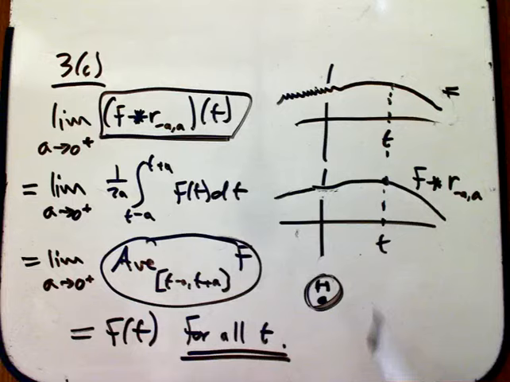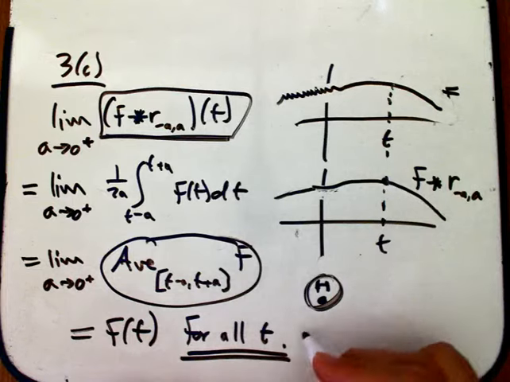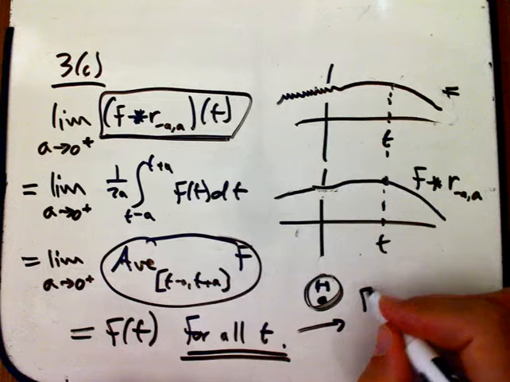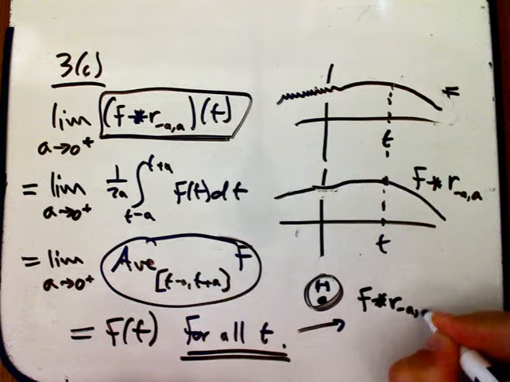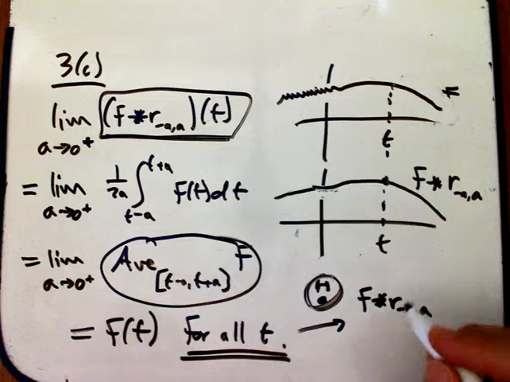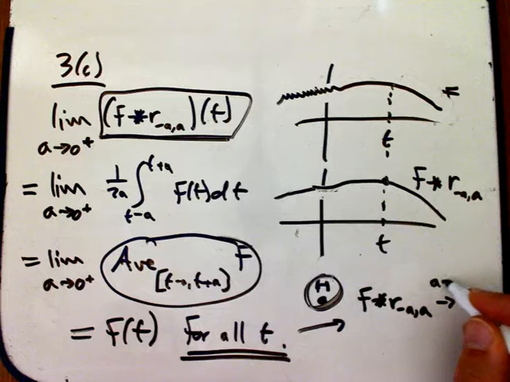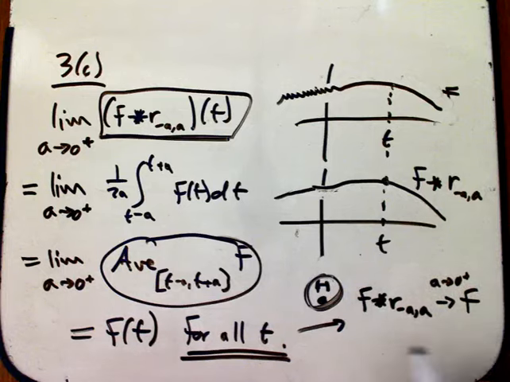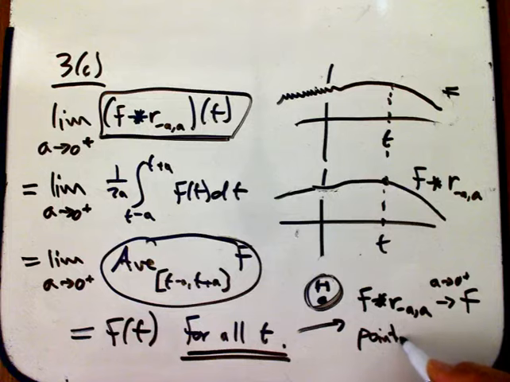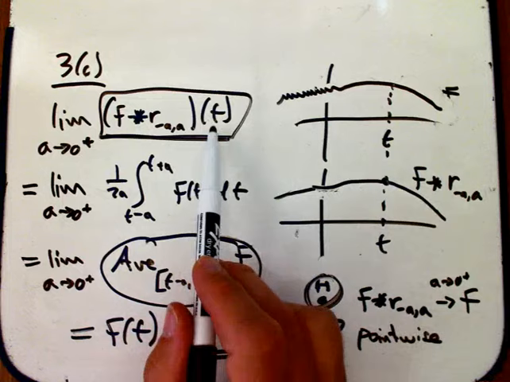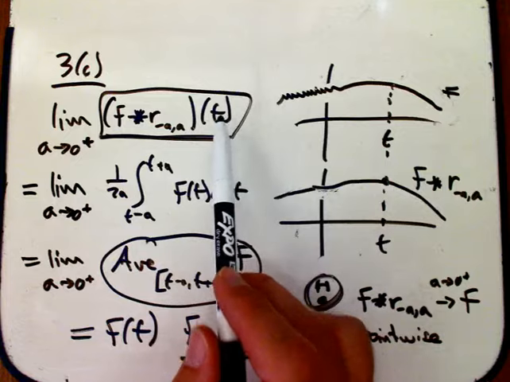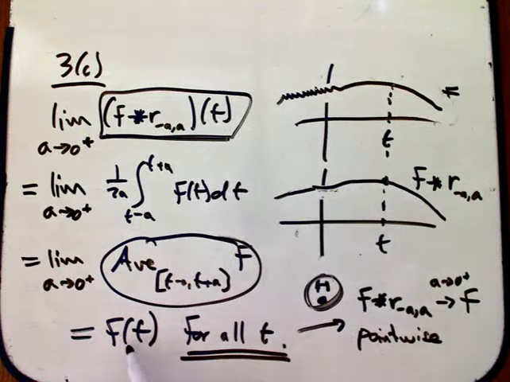Okay, so what we've proved here, a little more advanced perspective, is that the function f star r minus a to a converges to the function f as a goes to zero from the right. And we've proved it pointwise. We picked any particular point, not a special point, any point, and then we showed that the limit is equal to f of t. But the rate at which that convergence happens might be different for different values of t.